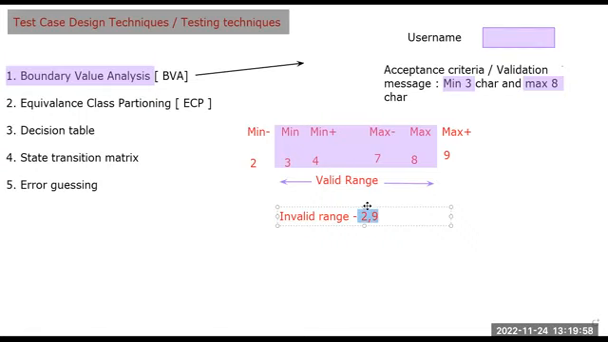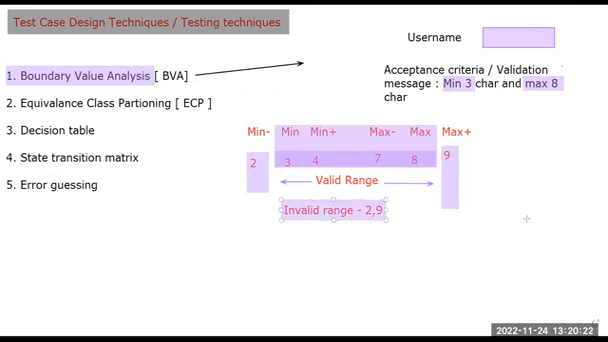So exactly what we are checking is the boundary values, whether these boundary values are going to be accepted or not. If it accepts, that is part of your requirement, because this is the valid range we have and it is going to accept it. But if you give 2 or 9, then it is not going to accept it. So that is the invalid range.